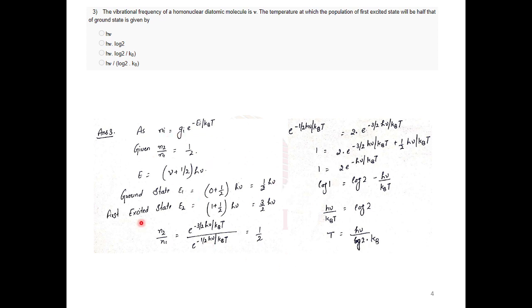Now n2 by n1 is half, so e to the power minus h nu by kBT, so overall you are getting 2 equal to e to the power of this value. From there you can get the temperature: h nu equals log 2 into kBT. So T equals h nu by log 2 into kB, so D is the answer here, right? So the answer is D.